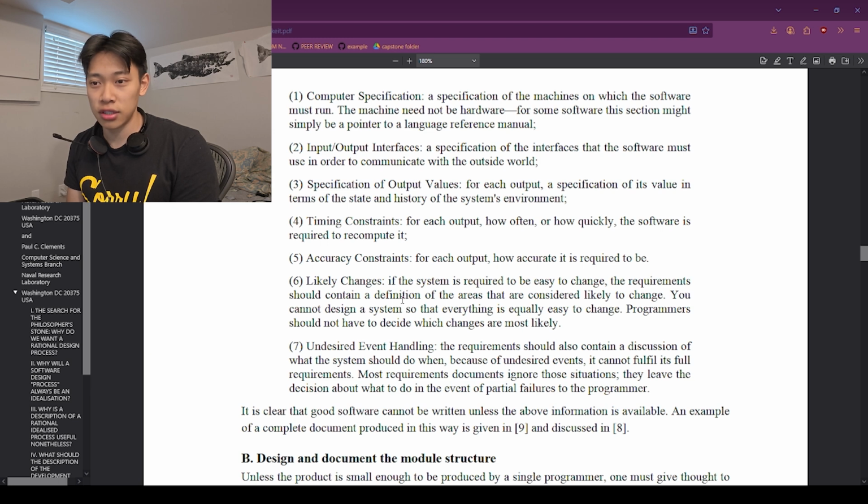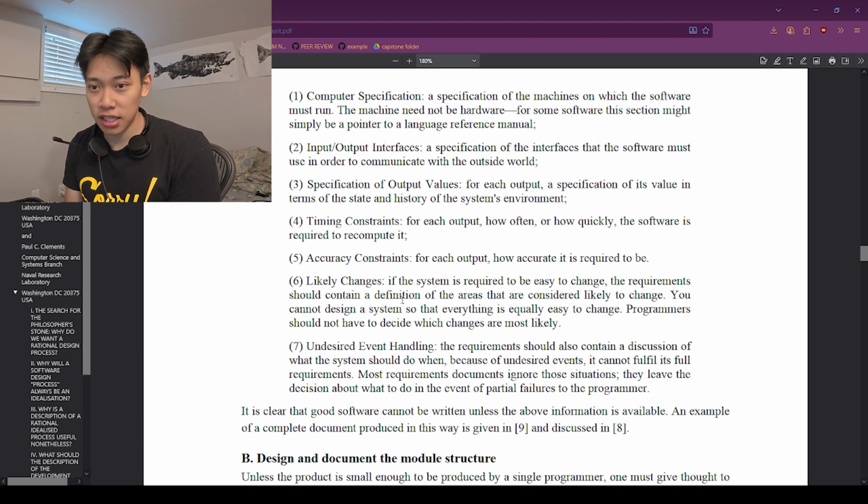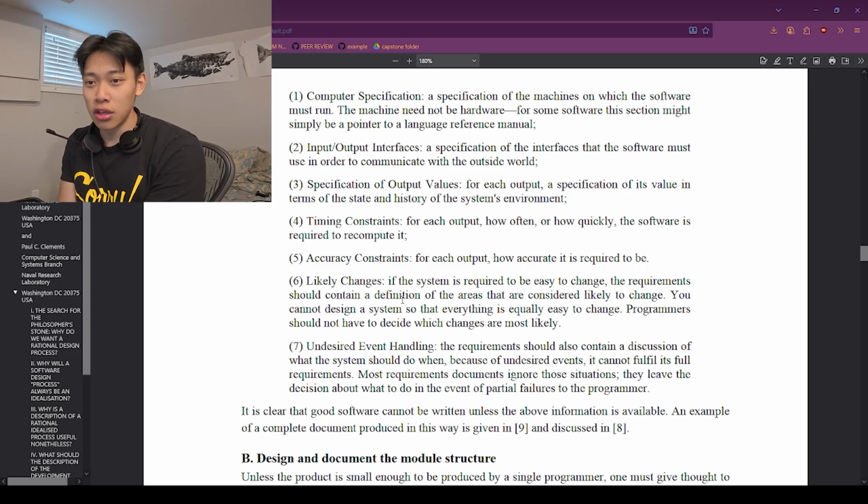6. Likely changes. If the system is easy to change, the requirements should contain a definition of the areas that are considered likely to change. You cannot design a system so that everything is equally easy to change. Programmers should not have to decide which changes are most likely. Which ones are most likely? That's hard. 7. Undesired event handling.